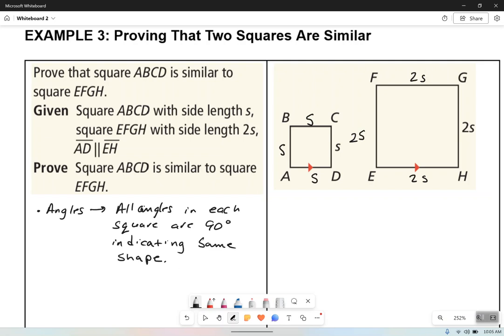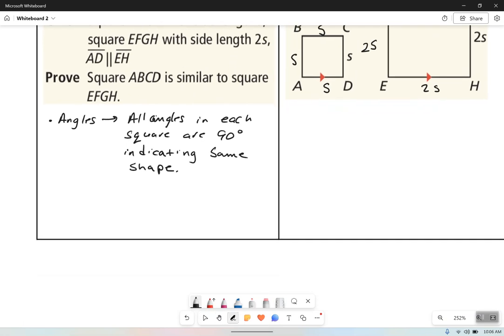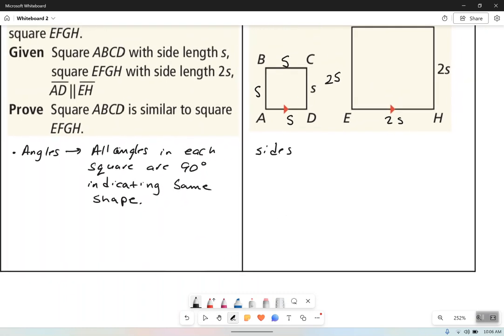Aren't all squares the same shape? They just might be a different what? So that's the thing that we need to do then. We need to talk about some side stuff right here. Guys, here's what I'm going to do. I'm going to compare some ratios.